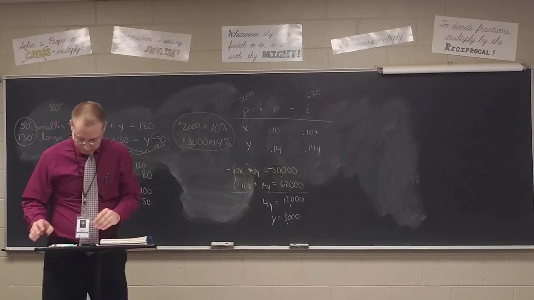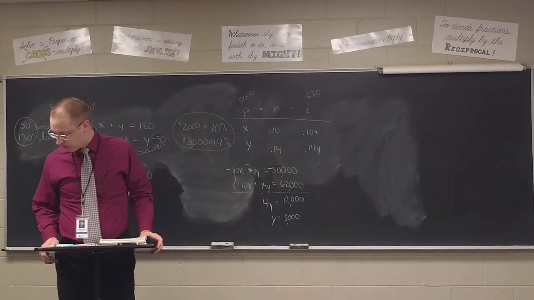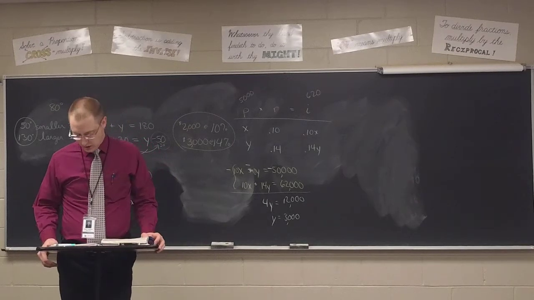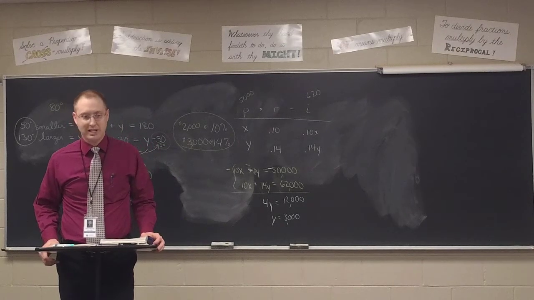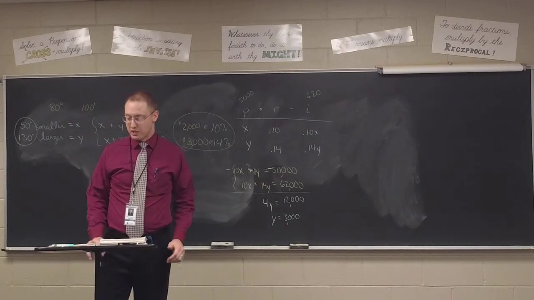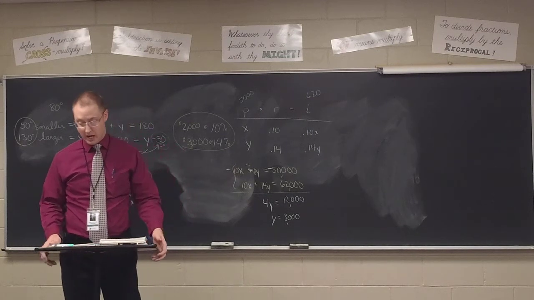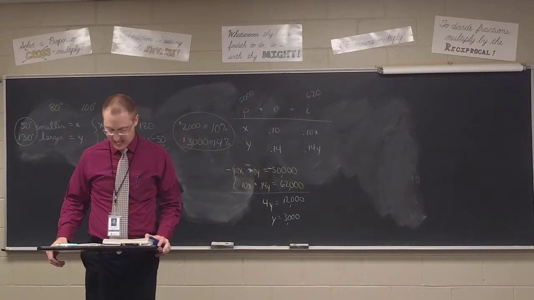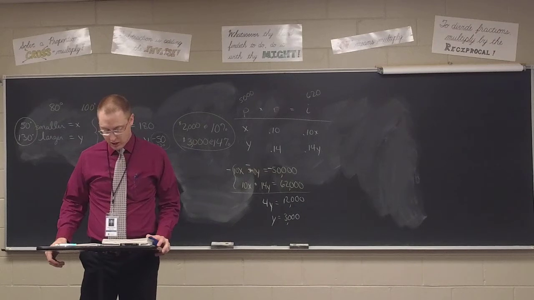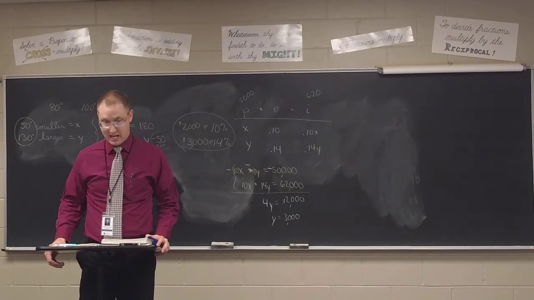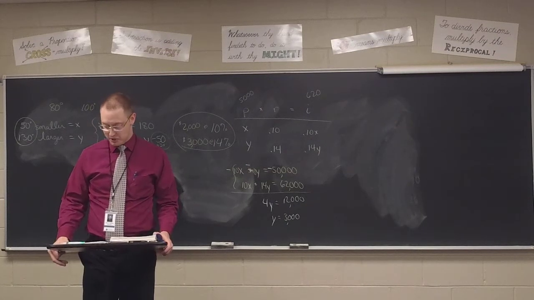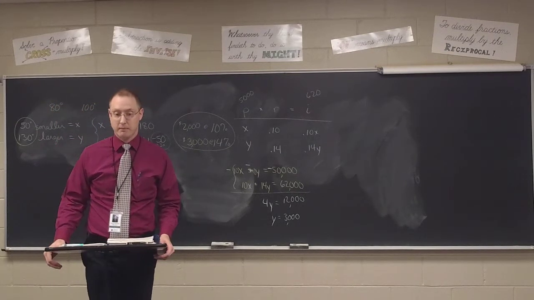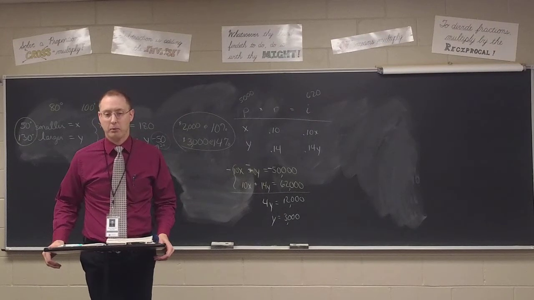Homework for this evening is to do page 175. I need you to do numbers 19 through 29, the odd. And on page 173, do word problems 5 and 8. I do have one extra credit opportunity for you, and that is page 175, word problem 33.